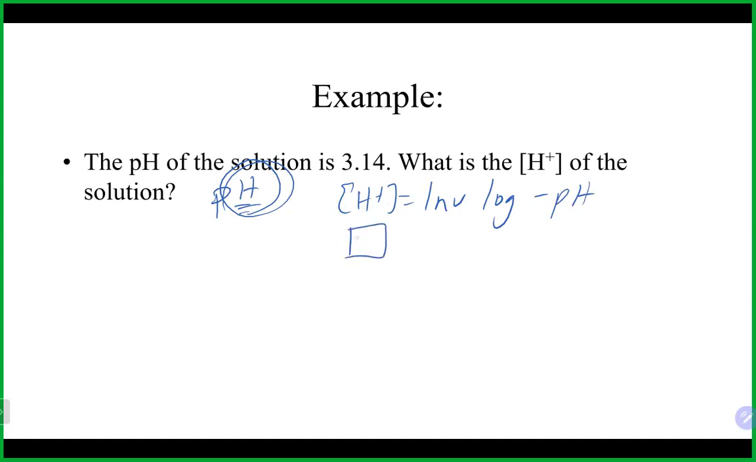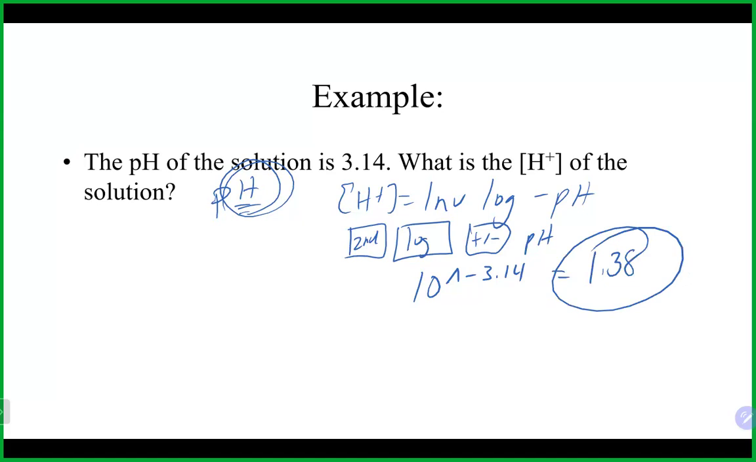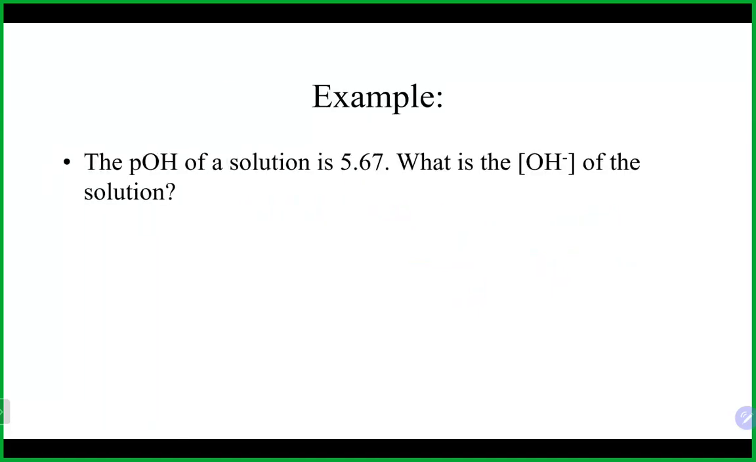Again, on your calculator, for most people it's the second or shift button, the log button, the negative button, and your pH entered in there. Should look something like a 10 and a caret, negative 3.14. And that's going to get me here like a 1.38 in this case. Any questions on that one there? All right, so obviously you need to be able to calculate pH, pOH, H plus, OH minus concentration if you're given a variety of information.